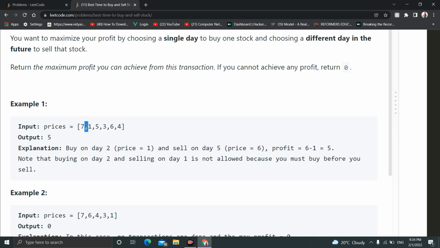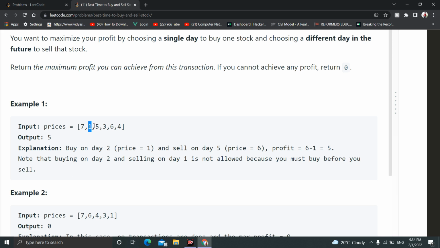But if you buy at rupees 1, then you can sell it at rupees 6, or you can buy at rupees 5, you can sell it at 6. You can buy at rupees 3, you can sell it at 6. And it is also given that buying on day 1 at 7 rupees and selling on day 1 is not allowed, because you must buy before you sell. So first you have to buy, then you have to sell.